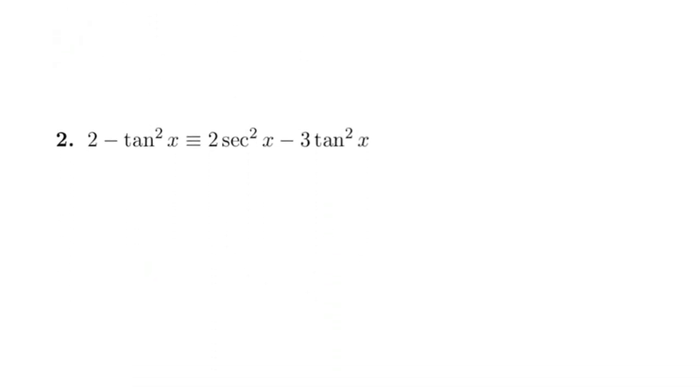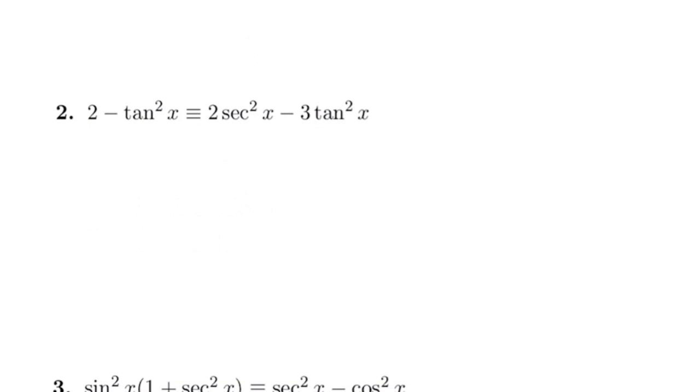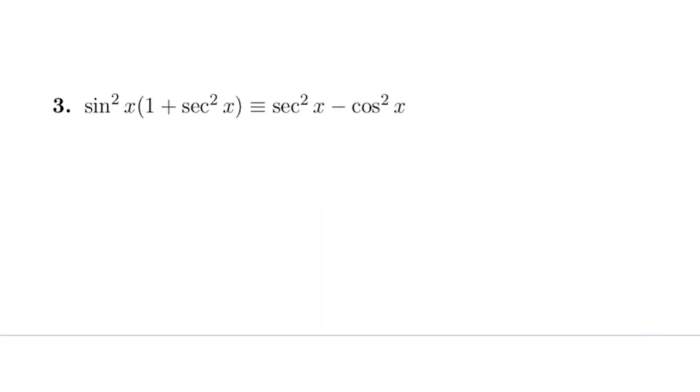Okay, we'll have a little look at number 2. I'm going to leave number 2 for you to do yourself. And if it was me, I would start with the right hand side, because in the right hand side you can already see tan squared, and on the left hand we just want tan squared and a numerical value. So I would start with the right hand side. So we'll have a look at number 3.